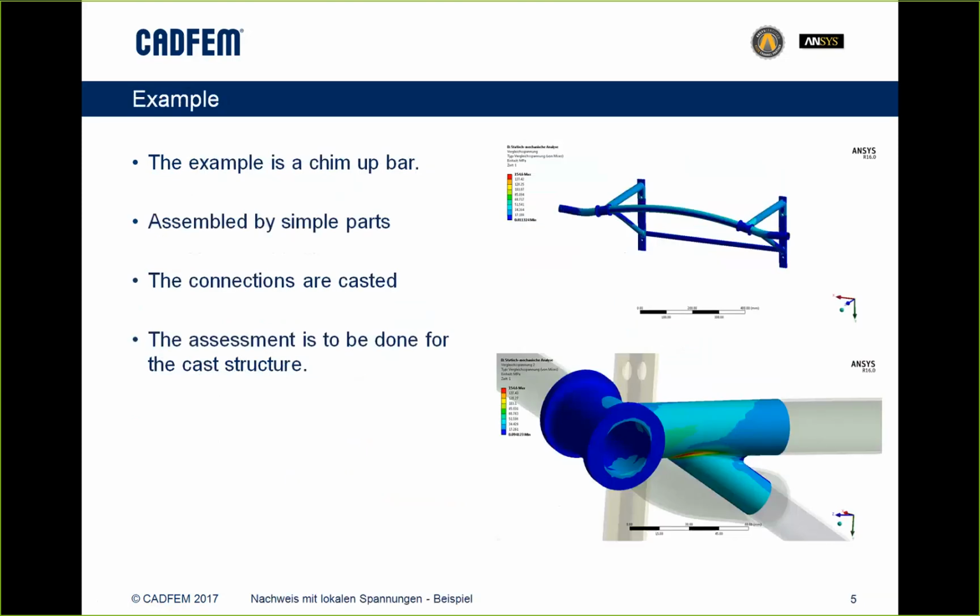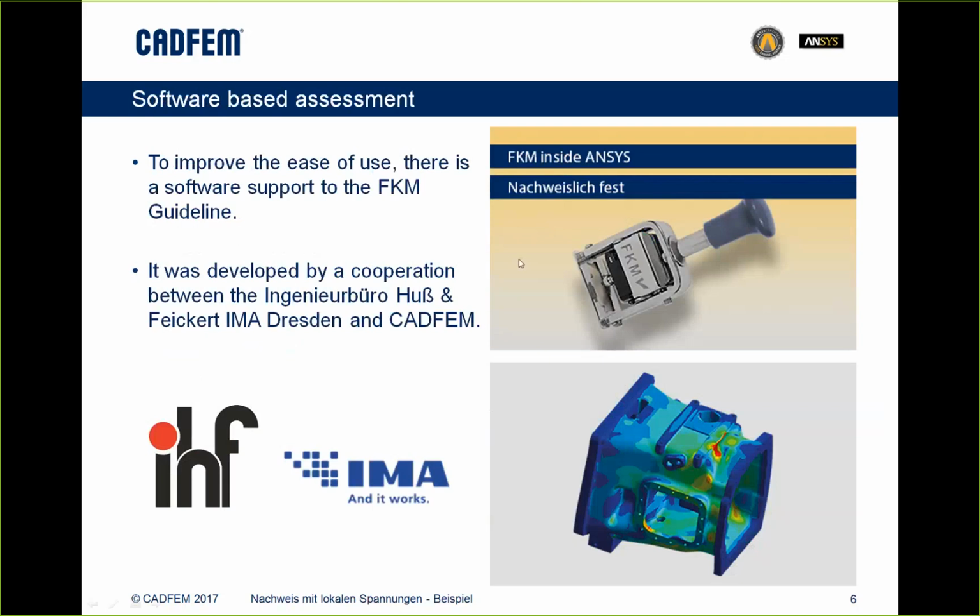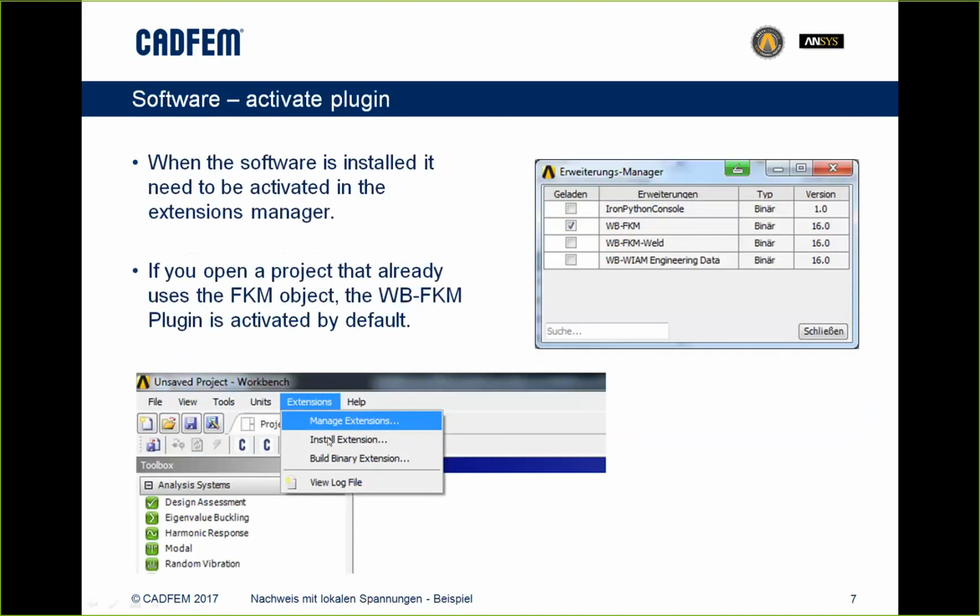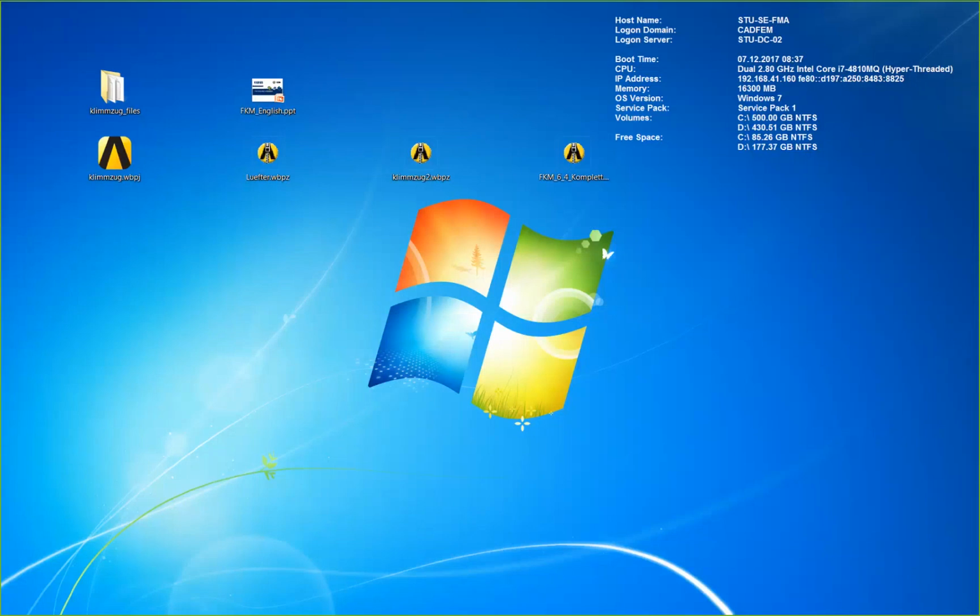Good. I want to show you how we could calculate that in ANSYS with the FKM inside ANSYS 2. And what we have here is a small example. It's a small gym bar, for spotting exercises. And what we have here is this connection part, which is cast. And what we're going to do is use the FKM inside ANSYS 2 by activating that on the project page. And I will leave the slides just to go for the live presentation.